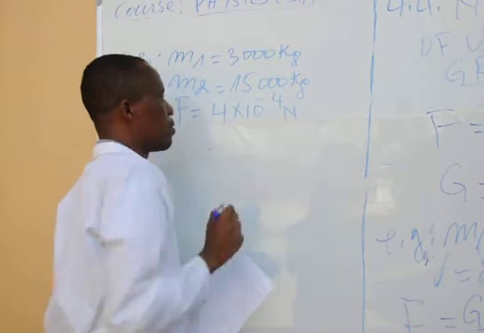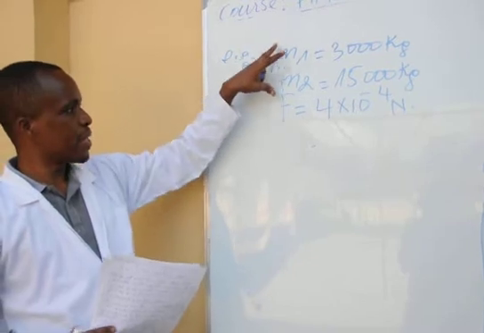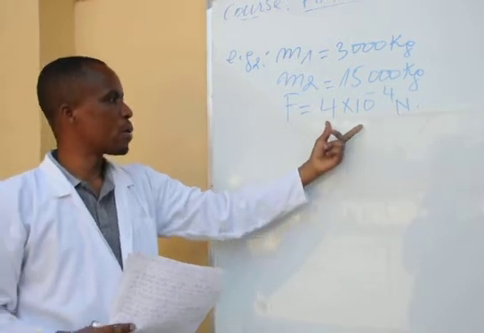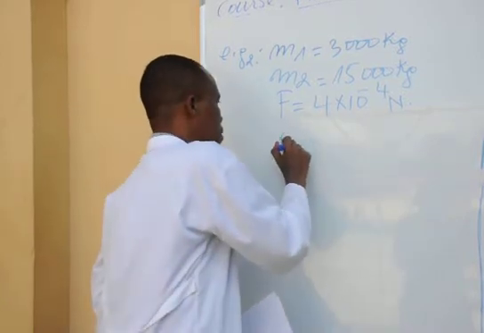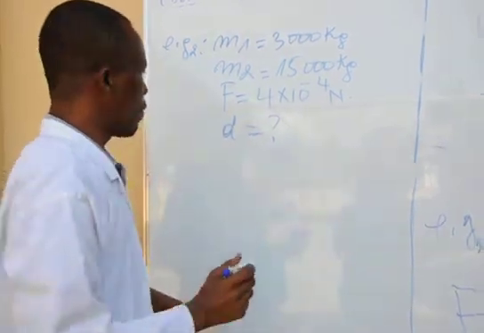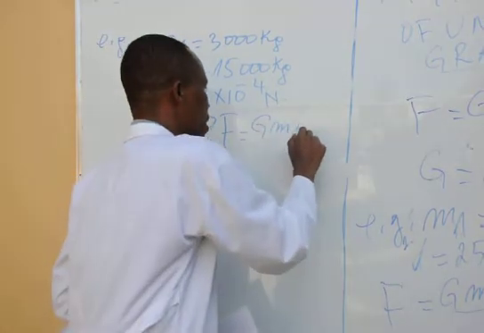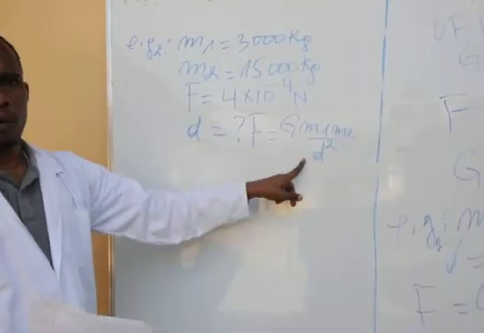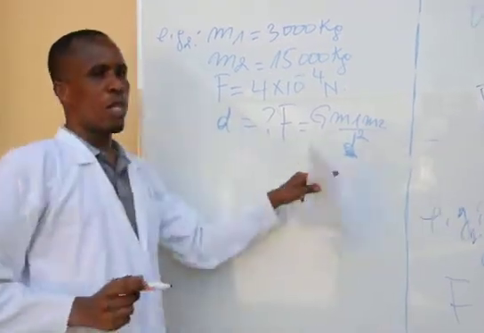newtons. Now, we are required to calculate the distance of separation between these two bodies when the force between them is 4 times 10 power negative 4 newtons. What is the distance of separation? Remember that from the statement of Newton's law, the force is proportional to the product of the two masses, and inversely proportional to the square of the distance between the two bodies. And then we are going to calculate this distance between the two bodies.